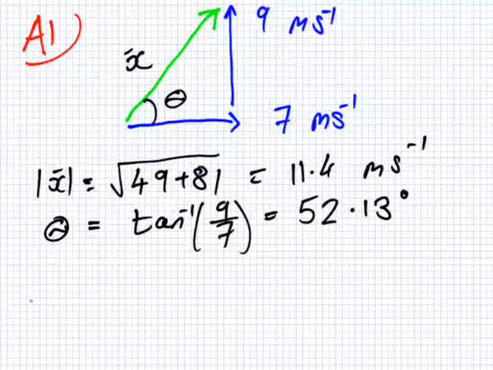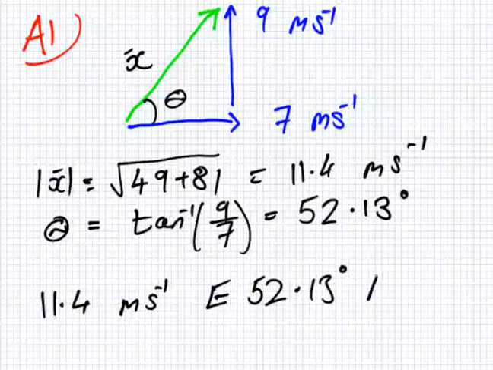And so many people forgot the theta. It was crazy. Tan inverse 9 over 7. So that will be 52. Yes.